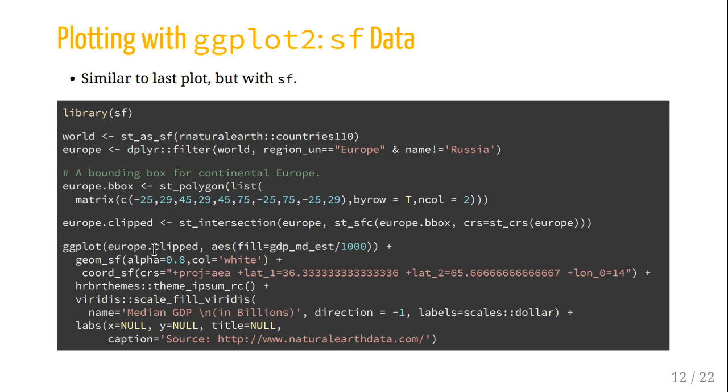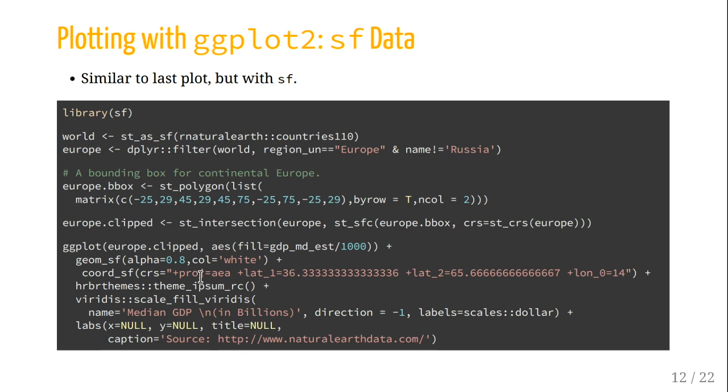Everything else pretty much stays the same, except geom_polygon now becomes geom_sf, and coord_map becomes coord_sf, because that's what you need to use when you're working with SF objects. And the coordinate system now needs to be specified as a proj4 string. There's a subtle difference between the way the coordinate system was specified in coord_map versus this.